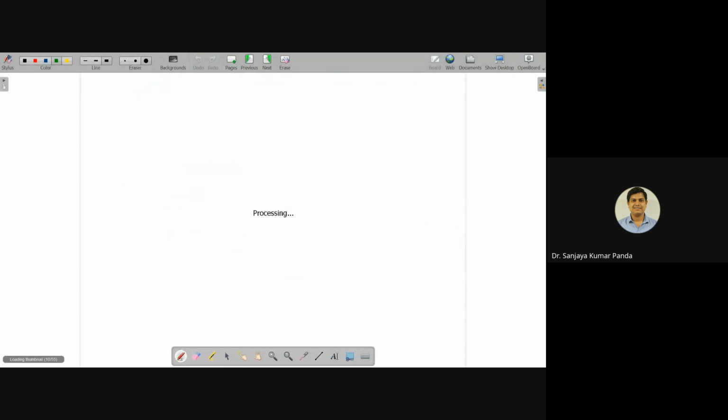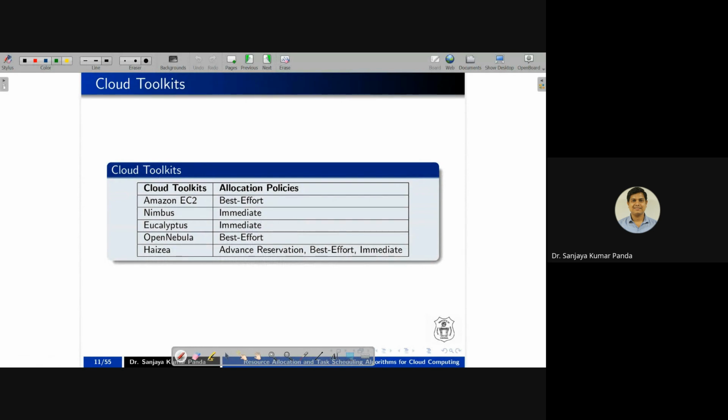Like that, this negotiation happens between a provider and a consumer, right? So when you come to the actual cloud environment, for example, we have seen Amazon EC2 as a part of this course.